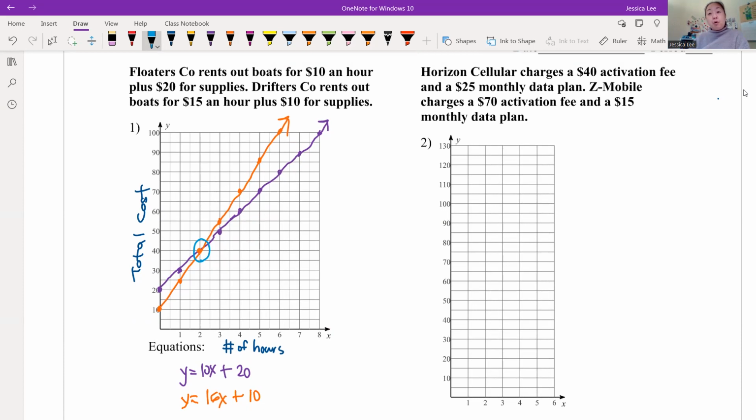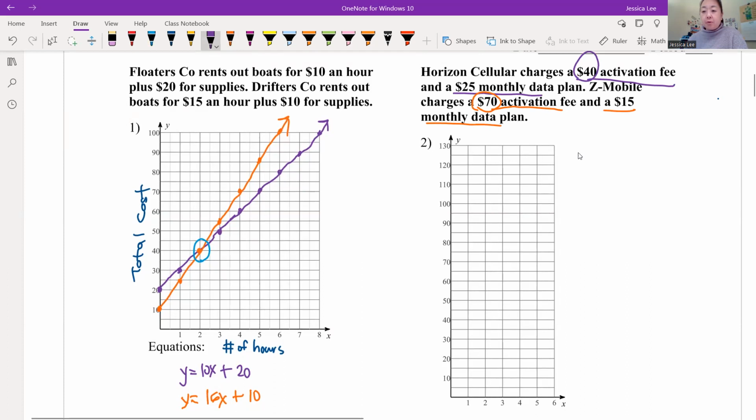Horizon Cellular, not to be confused with the other company, charges a 40 bucks activation fee, so that's our one-time fee, and a $25 monthly fee, right? So $25 data plan, so every month it's $25, assuming we're not going over with overage charges and all that kind of stuff. Now Z Mobile charges a $70 activation fee and a $15 monthly data plan. Now, which one's better? It depends. What's your thought on that?